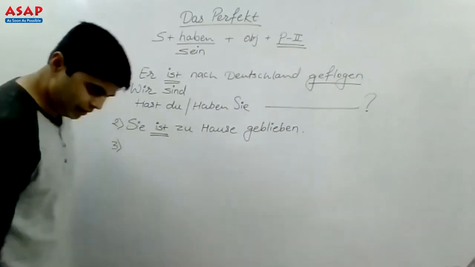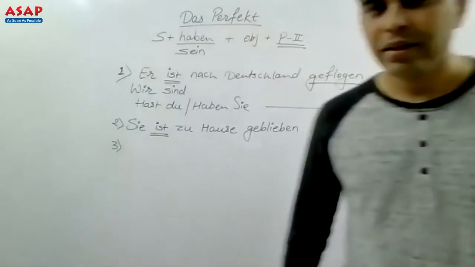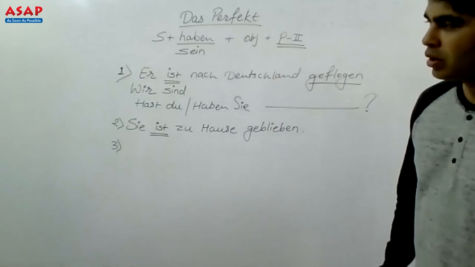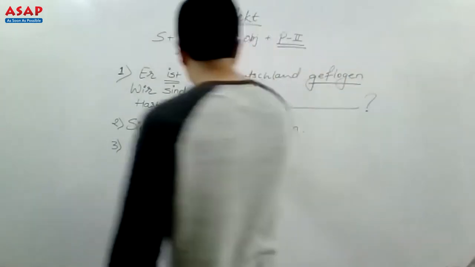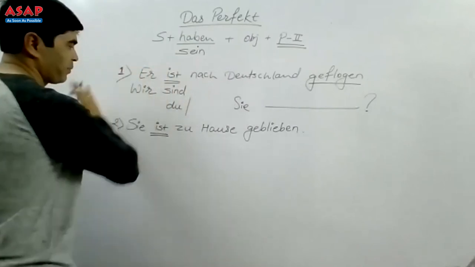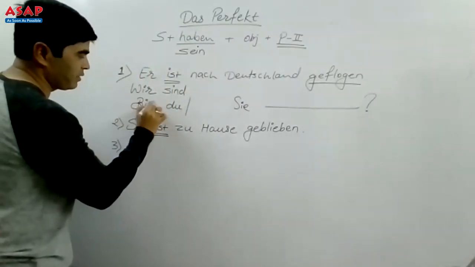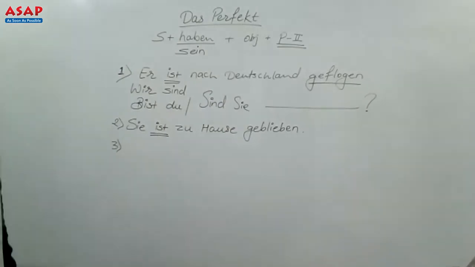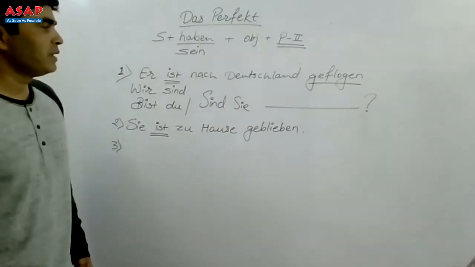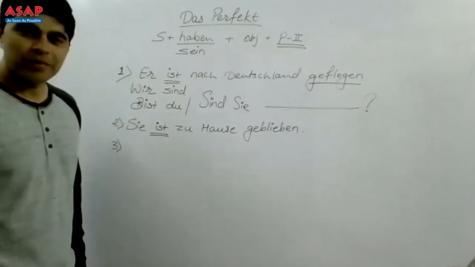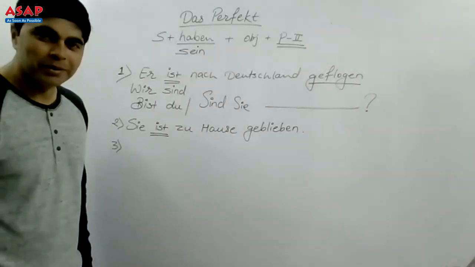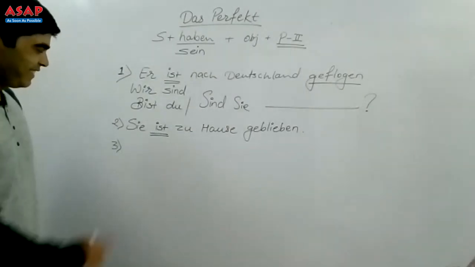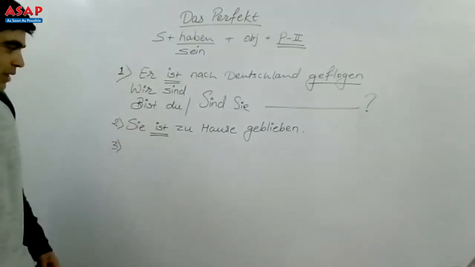Anand, I have a doubt. Yes. In the first example, why did we use hast or haben? Even for the question, we should be using the conjugation of sein, right? Yes. Oh, yeah. I'm so sorry. Yes. Bist du or sind Sie nach Deutschland geflogen? It was a big mistake. I must have confused you guys a lot. Okay, so then, sie ist zu Hause geblieben.